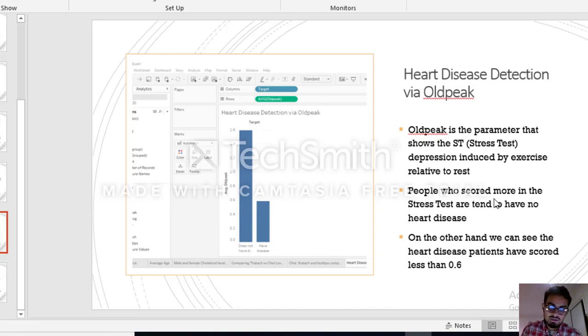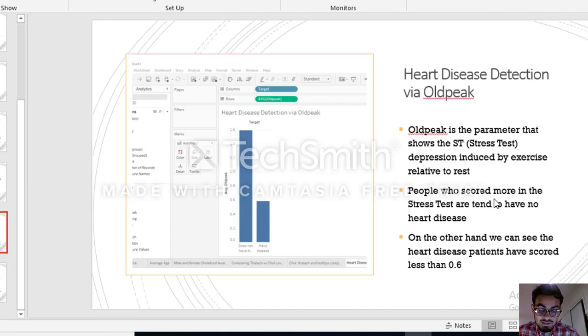So as you can see, in this case we have taken the oldpeak parameter. Just to explain in one sentence, oldpeak is a stress test which basically defines the depression induced by exercise relative to rest. So all of these individuals had to go through this exercise, just to give us an idea of who's scoring what, and from this data we can show whether the person has a heart disease problem or not.